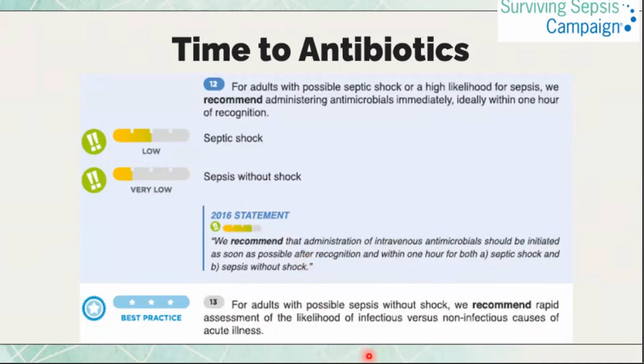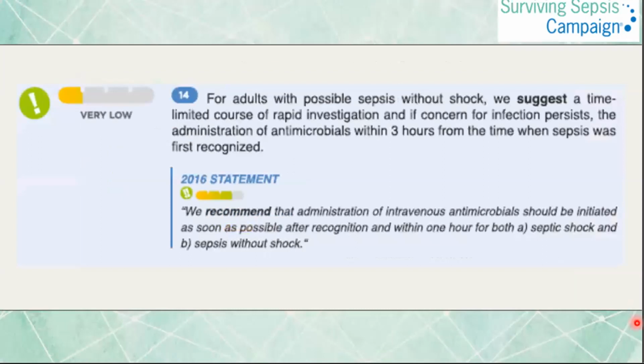For adults with possible sepsis without shock, we recommend rapid assessment of the likelihood of infectious versus non-infectious causes of acute illness. The mortality reduction associated with early antimicrobials appears to be strongest in patients with septic shock. For adults with possible sepsis without shock, we suggest a time-limited course of rapid investigation, and if concern for infection persists, the administration of antimicrobials within 3 hours from the time when sepsis was first recognized.